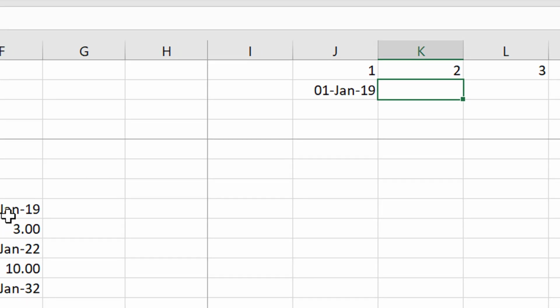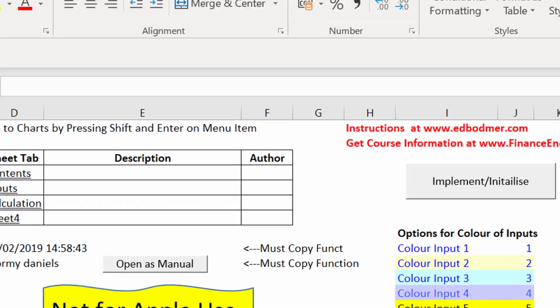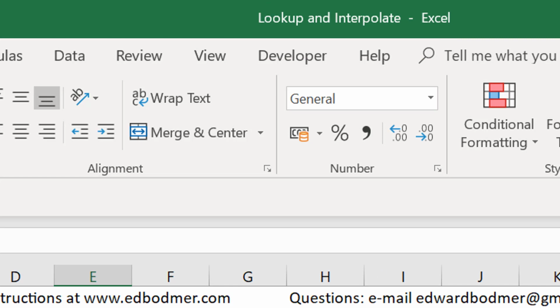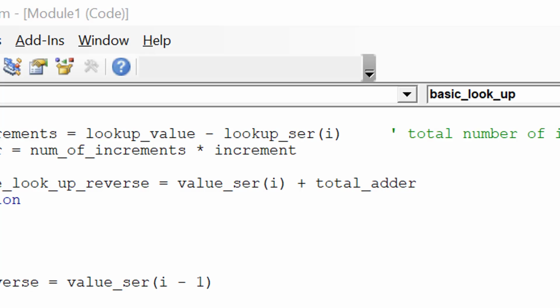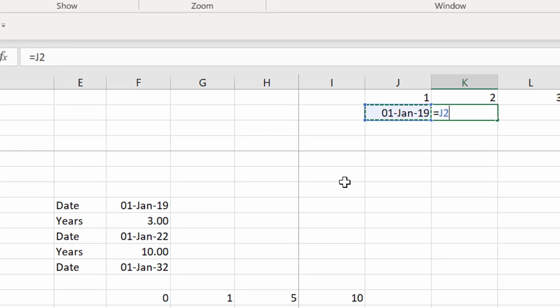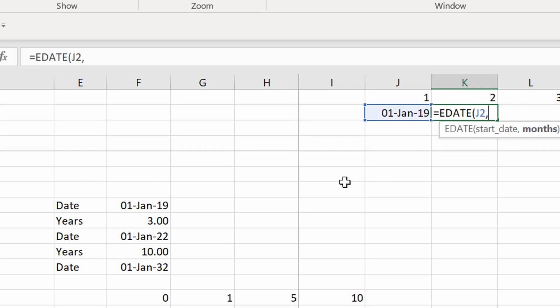and use our trusty old, wait, I have two files open. I have the generic macro open, which says not for Apple use right now. I've got to figure out how to fix the Apple thing for it. And I have one that says this is the interpolate and look up function, UDF function, which I'll have to implement in a minute. Since I have the generic macros open, I can put equal EDATE, tab, go back to this date, 12, Shift-Control-R, okay?